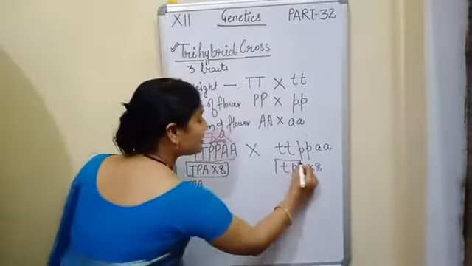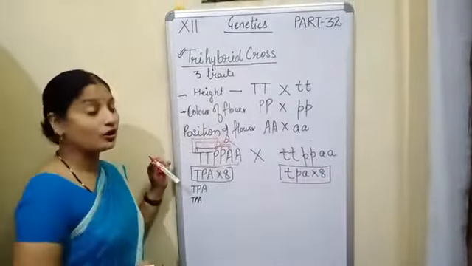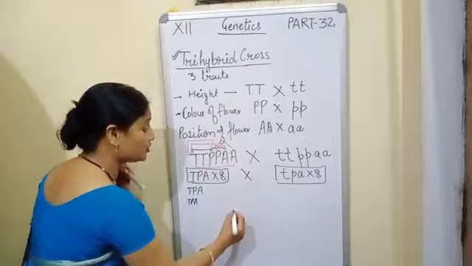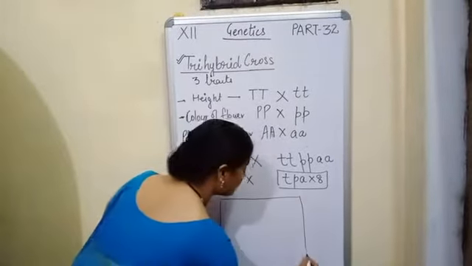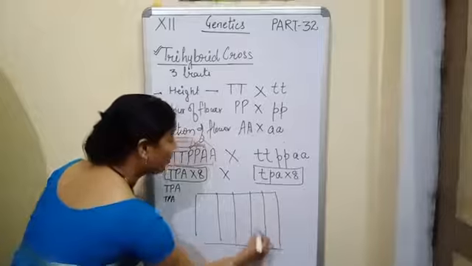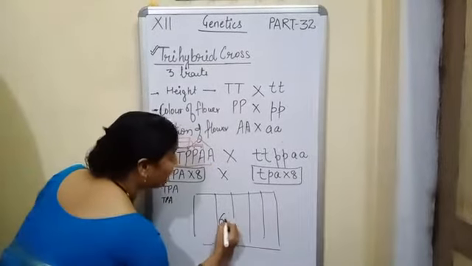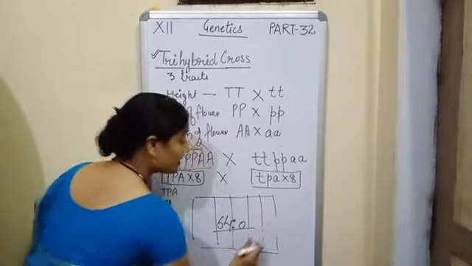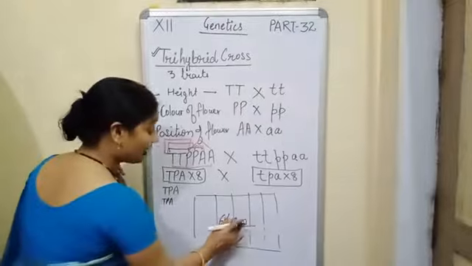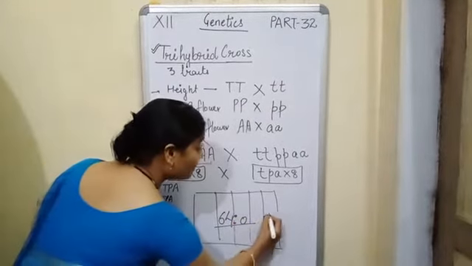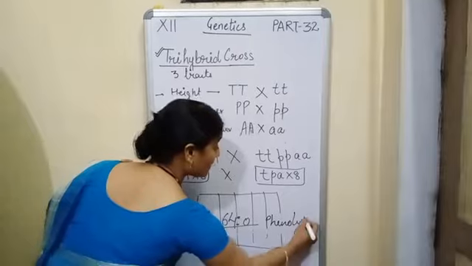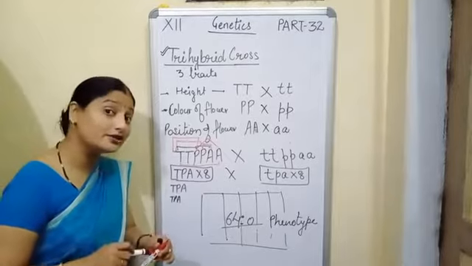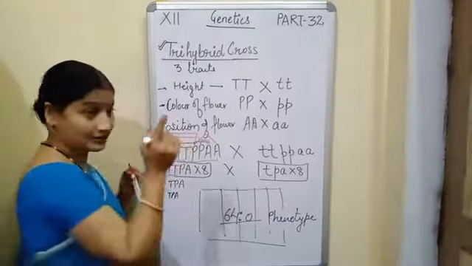Same procedure with this also, small tpa multiplied by 8, and if we cross them together, then in the checkerboard we'll get all together 64 offspring. What will we get? 64 offspring, and the ratio will be 64:0 phenotype. Because in dihybrid also we got 8:0. In the same way, 16:0.